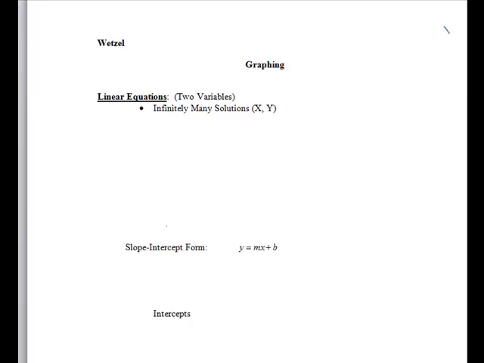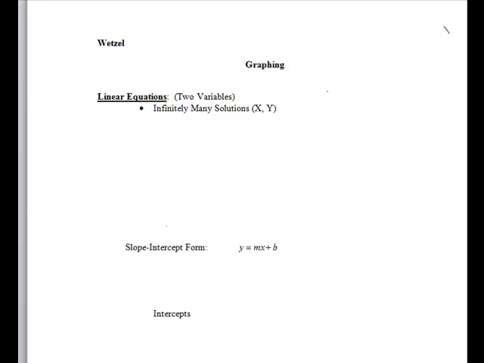Graphing and linear equations with two variables. We've already reviewed linear equations with one variable. We recognize an equation because it has an equal sign. If all the variables have an exponent of 1, it's a linear equation. But now we're going to add a second variable, not just an x but also a y.